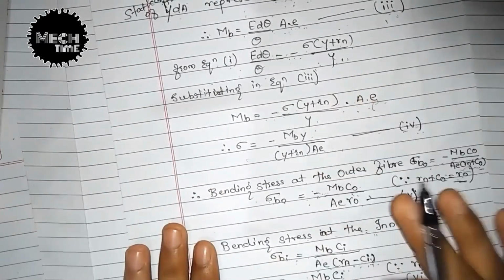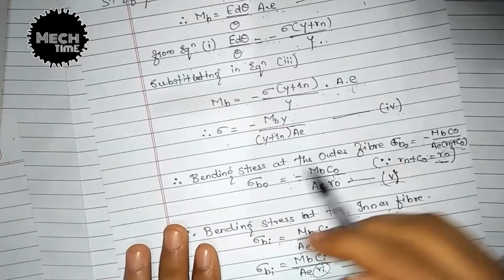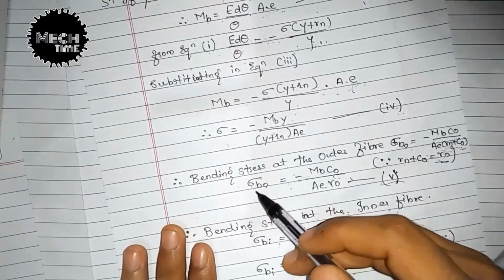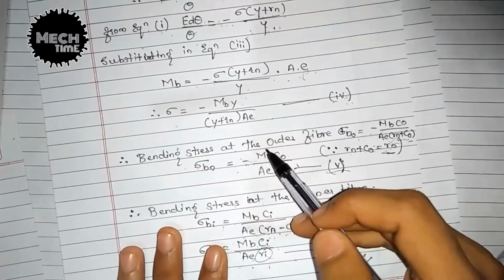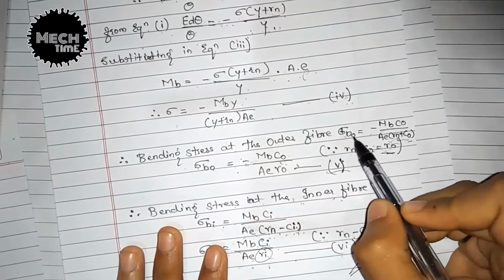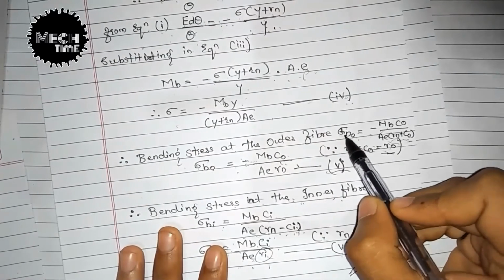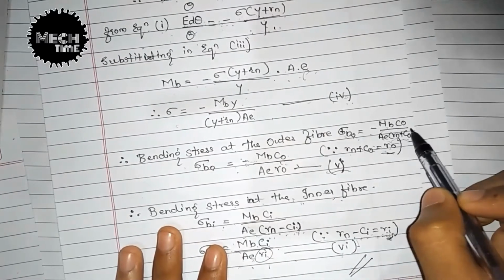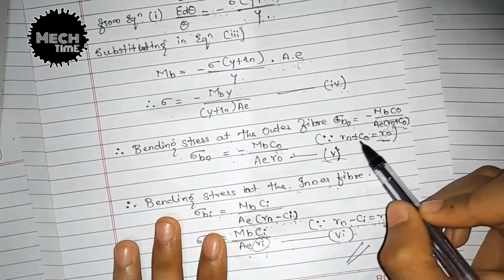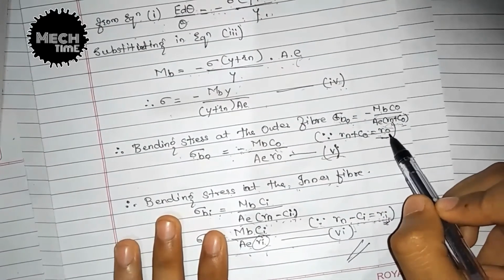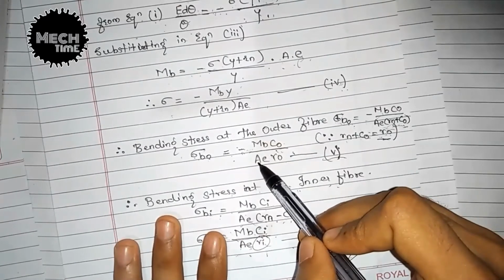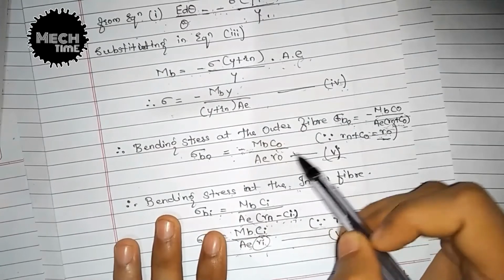Similarly, we have to find two: bending stress at the outer fiber and bending stress at the inner fiber. So what is bending stress at the outer fiber? Bending stress at the outer fiber, σBO. σ B means bending stress, O means outer fiber. So σBO is equal to minus MB CO divided by AE into Rn plus CO, where Rn plus CO is nothing but RO. So I'll replace like this. σBO is equal to minus MB CO divided by AE into RO. This is my equation number 5.